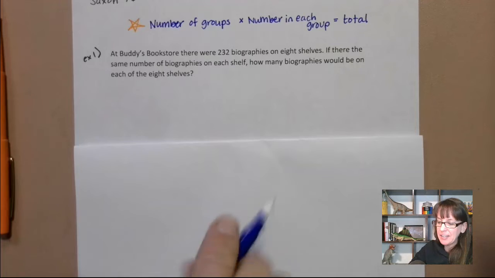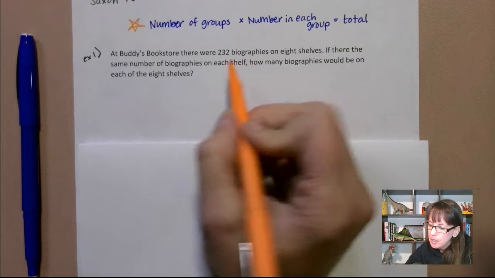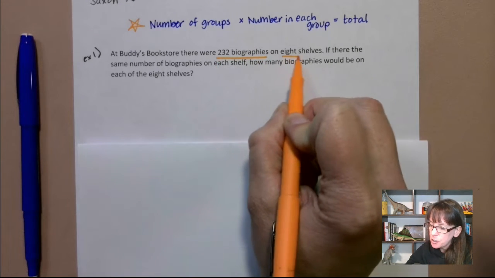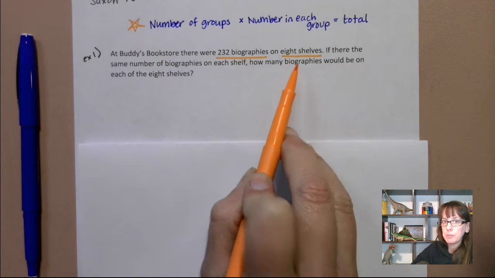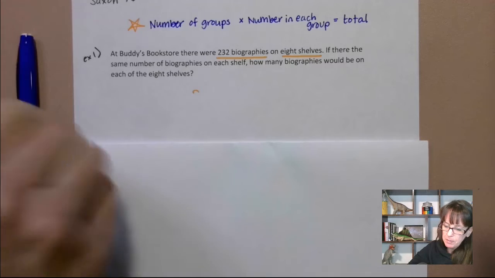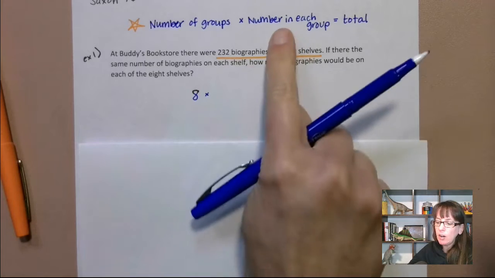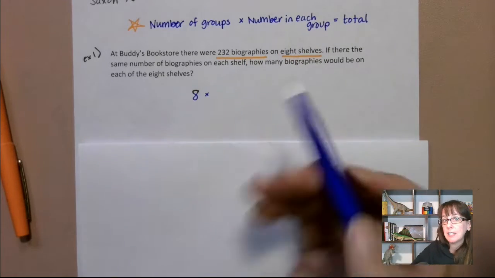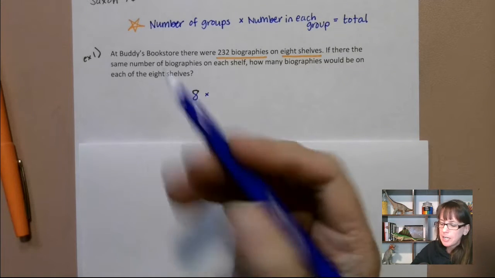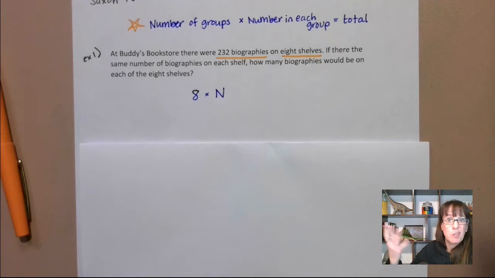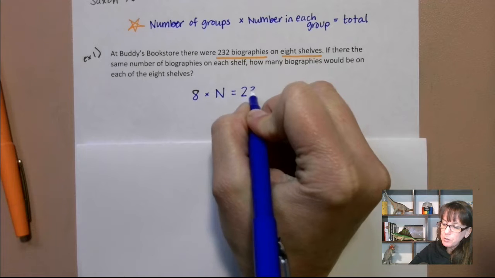Okay, so let's first analyze what we have here. We have 232 biographies on 8 shelves. So the number of groups that we have are 8 groups. How many are in each group? So we're going to do 8 times. Now, how many are in each group? We don't know. That's actually what we're looking for. We're looking for how many biographies would go on each of the shelves. So we're going to put n in there because we just don't know the number in each group. Equals our total, which we know is 232.